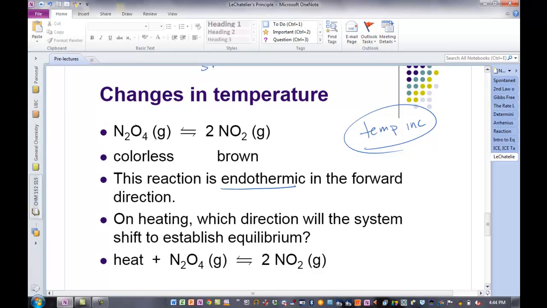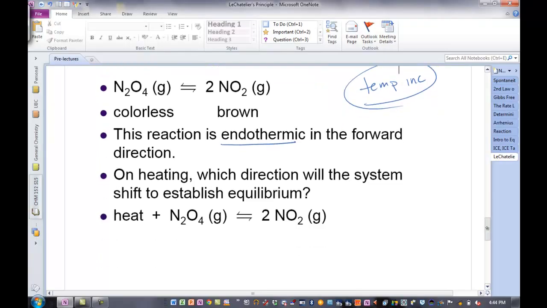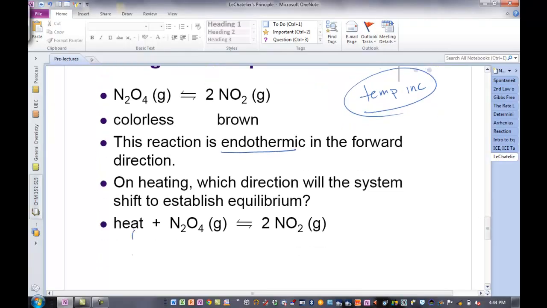So this is endothermic. Now, for endothermic reactions, think of heat as a reactant, because we have to add heat for endothermic. So endothermic delta H is positive. We have to add heat to get that reaction to go. So think of heat as a reactant. Even though it's not really in the reaction, for our purposes right now, we're going to add heat to the reaction. Put it on the reactant side if it's endothermic.